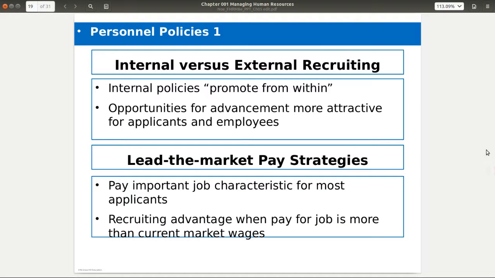Now, one of the best things you can do to bring people in and to keep them there is more internal recruiting, the whole idea of promoting from within. What it does is it gives people the opportunity to learn, to grow, and to move up in the organization. It gives a lot more opportunities that are out there. Once organizations are known for internally recruiting and promoting from within, more and more people will want to work for that organization. Another thing to think about is, what are your pay strategies? If you lead the market, as far as your pay strategies are concerned, you're going to attract more people.